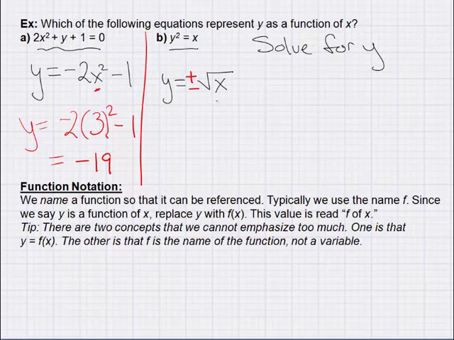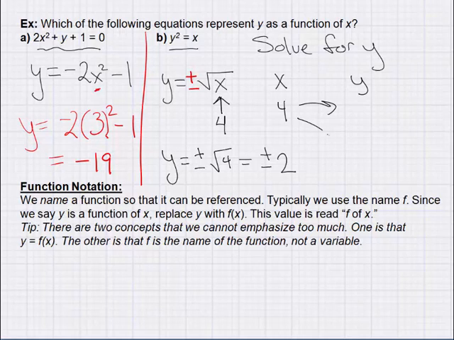But now look at this. If I plug a single value in here for x, let's say x equals 4, what's going to happen? y is going to equal plus or minus the square root of 4, or plus and minus 2. So then what do I have? I have 1 x of 4 getting matched to 2 y's, positive 2 and negative 2. So 1 x, 2 y's, not a function.